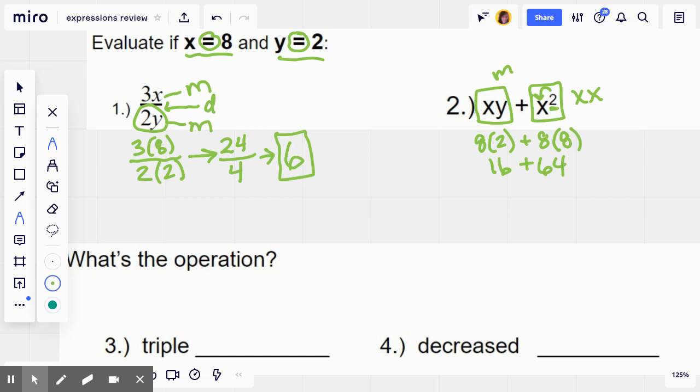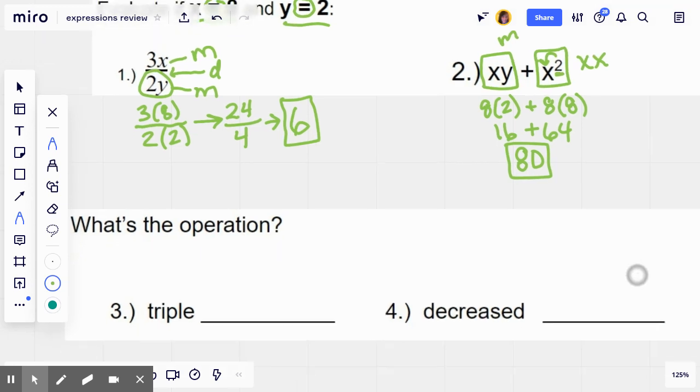Final answer is 16 plus 64, which is 80. So that's my final answer. Okay? Hope that makes sense.